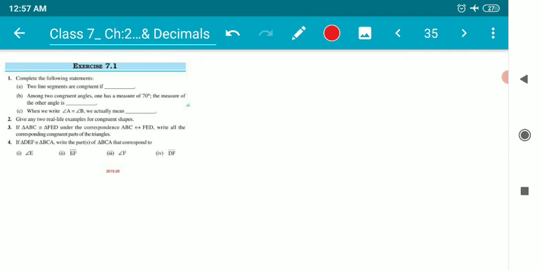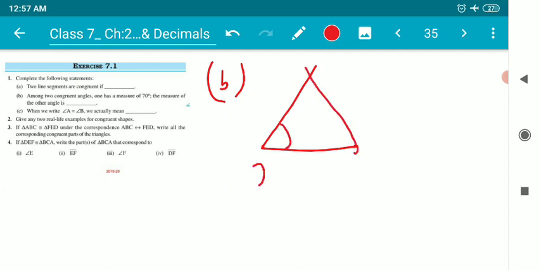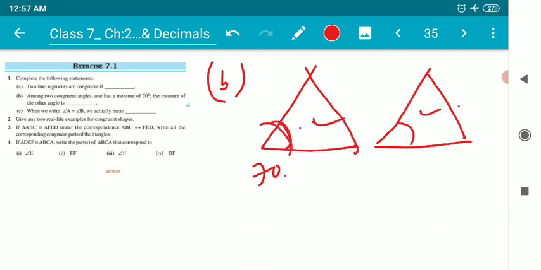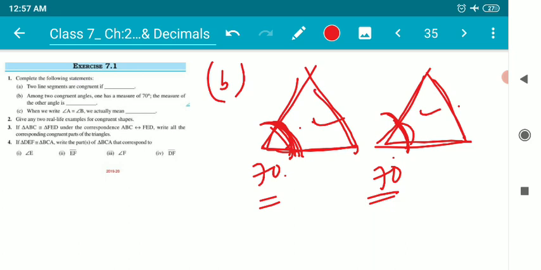Part B is about: among two congruent triangles, one has an angle with a measure of 70 degrees; what is the measure of the other angle? Suppose, children, there is a triangle with this angle 70 degrees, and there is another triangle said to be congruent. These two are congruent, meaning they can hide each other. So if this angle is 70, the corresponding angle in the other triangle has to be 70 degrees only, because they are congruent triangles and they can hide each other. Understand, children? Okay. Next one.